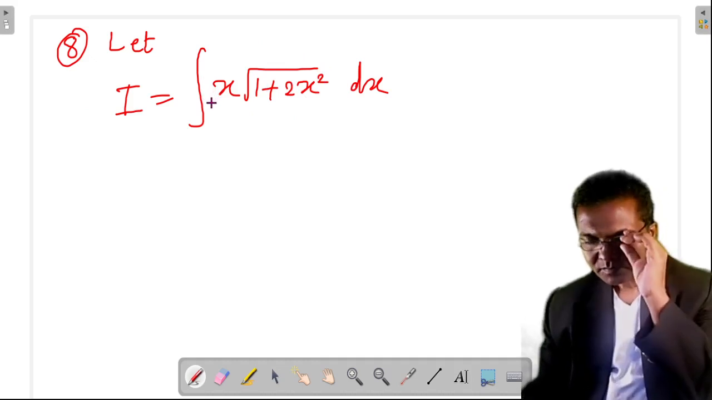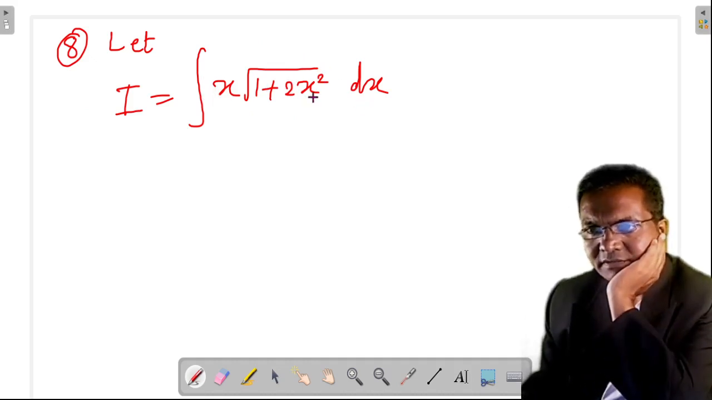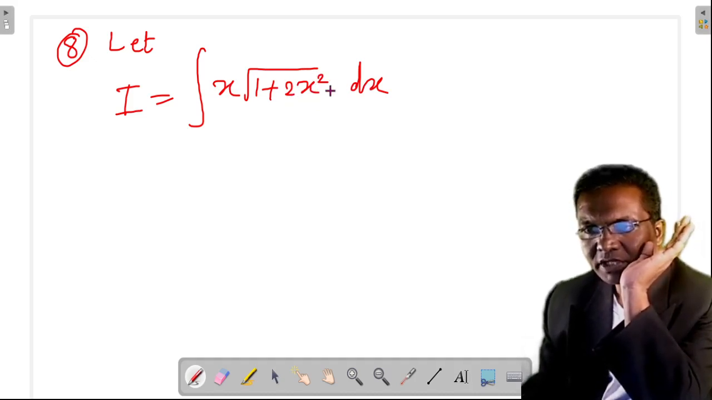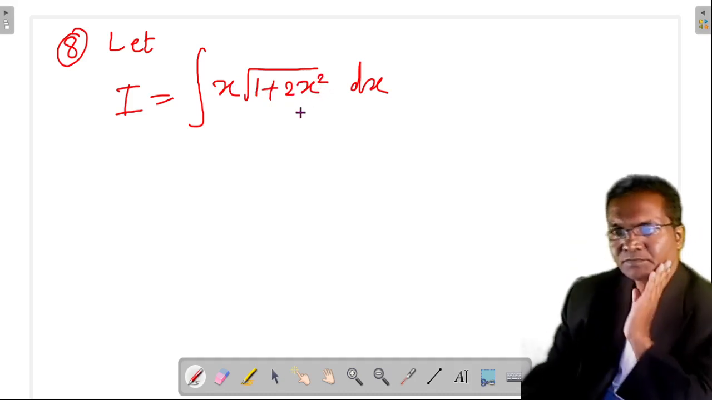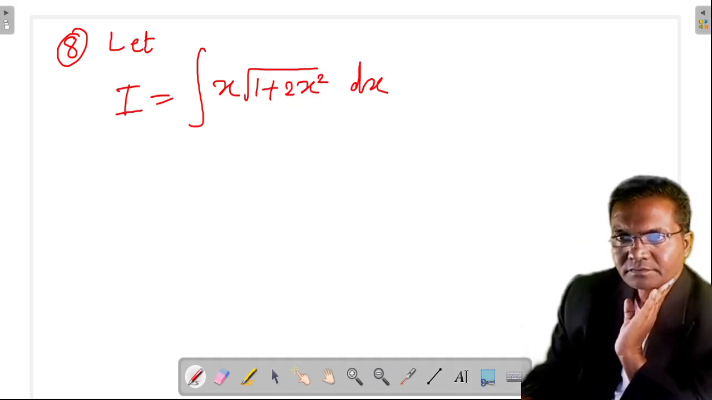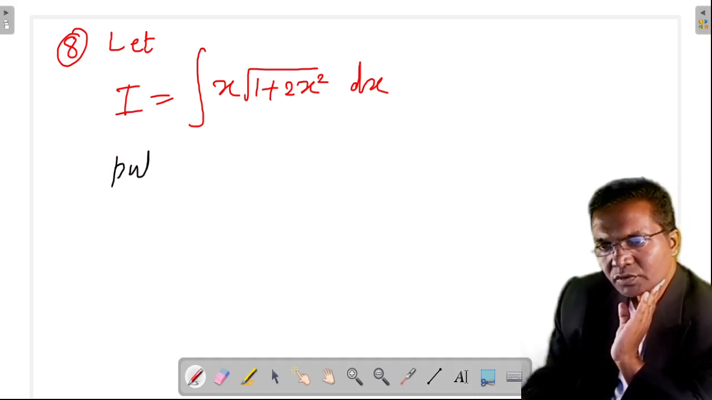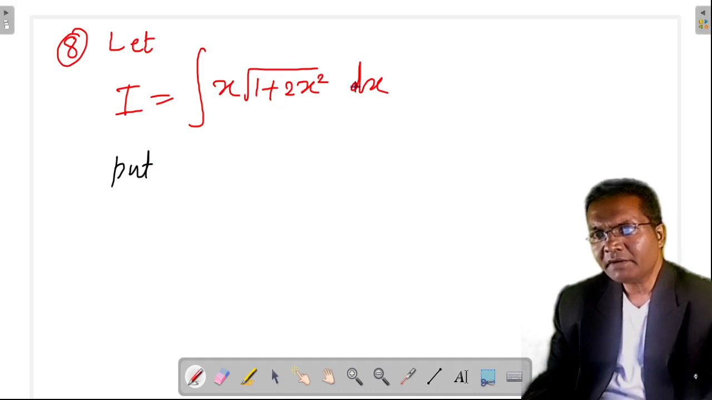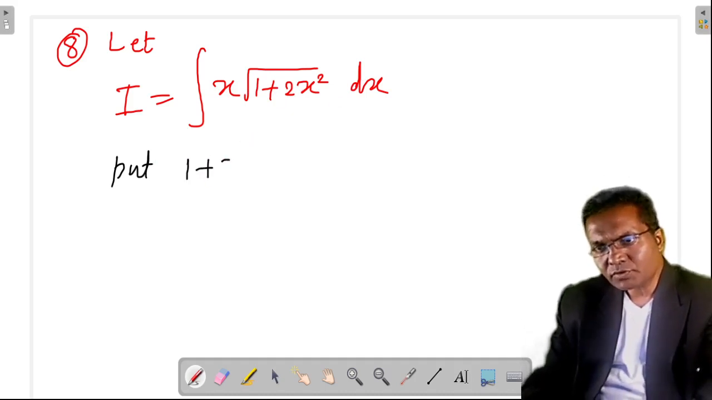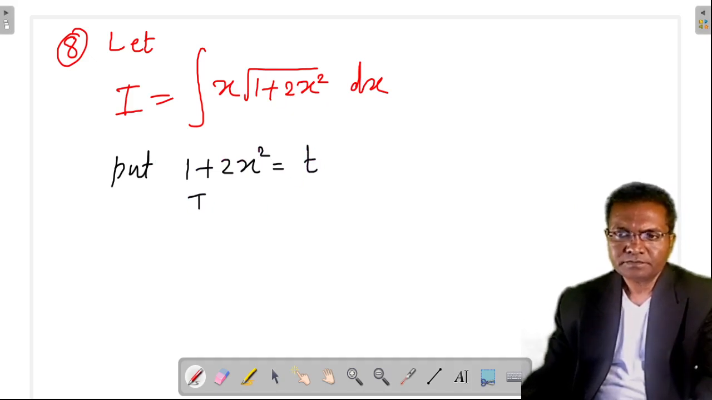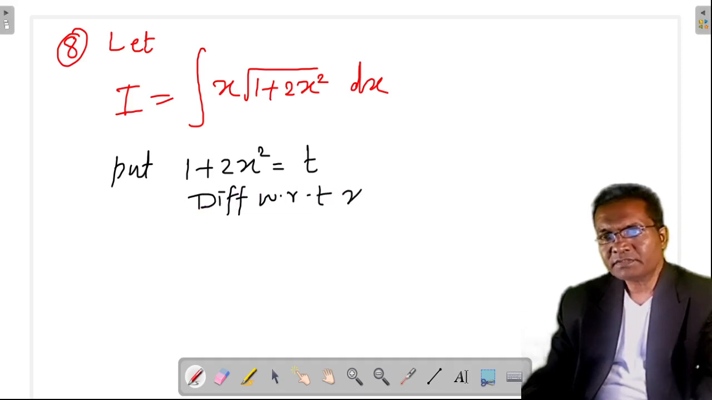Okay, now look here, derivative of x square is 2x, so we want x into dx, so that is here. So derivative of x square, you will get a term with x. So its derivative can be made within the integral. So put 1 plus 2x square equal to t. Differentiate with respect to x.